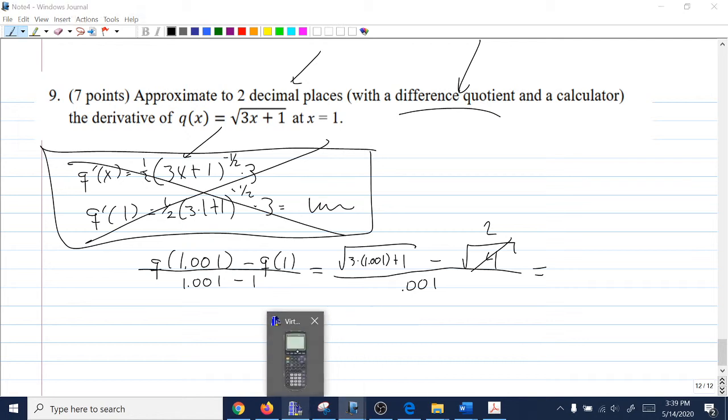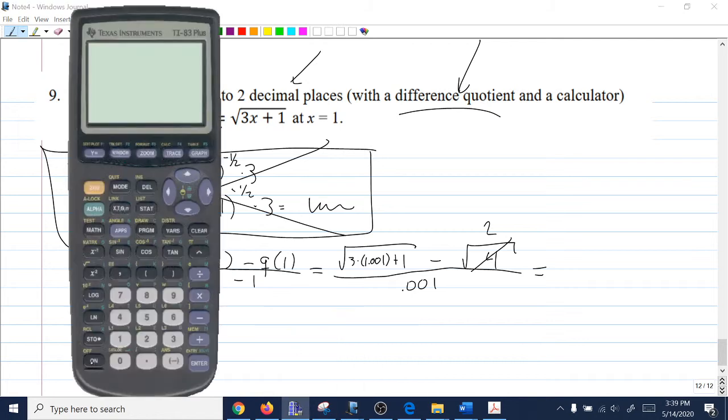Dear calculator, what is 3 times 1.001 plus 1? Take the square root of that. Subtract 4. Divide by 0.001. I get a negative. This doesn't seem right. Oh, I subtracted 4 instead of subtracting 2.